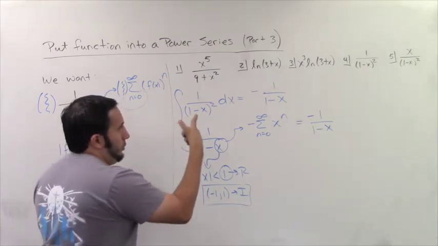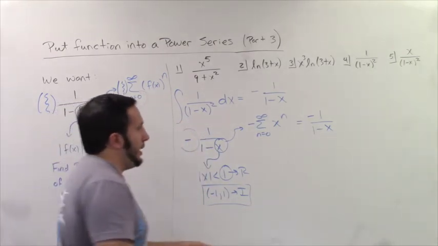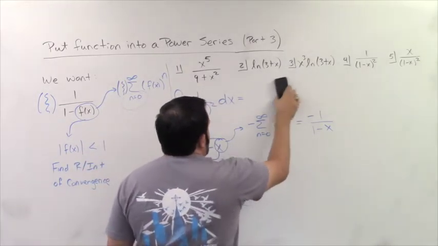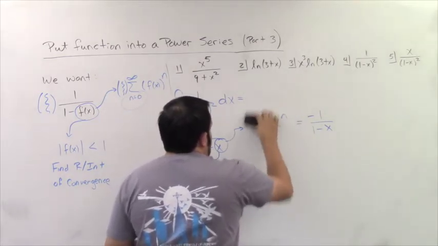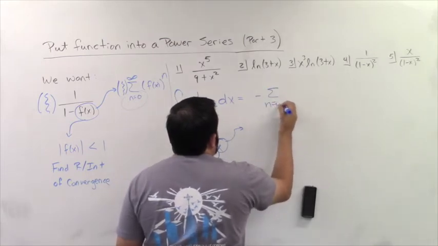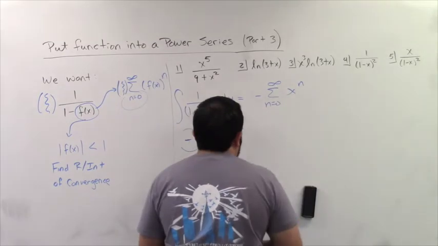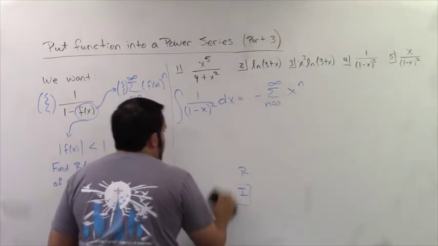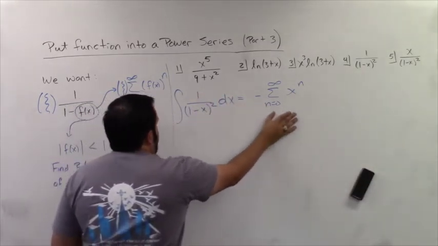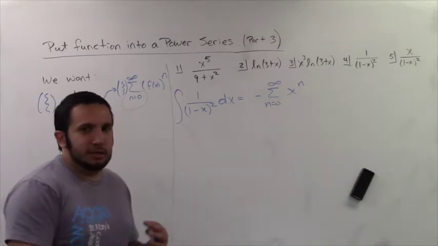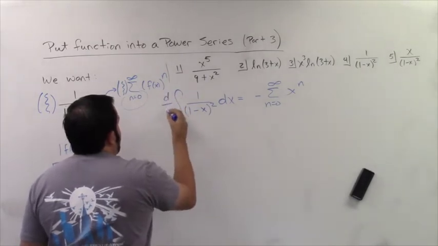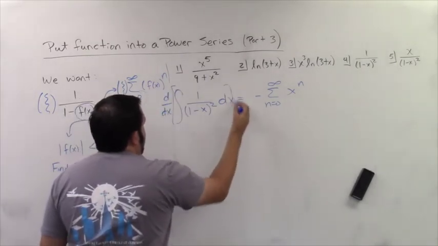So I can replace that function with that power series. Replacing negative 1 over 1 minus x with the power series, this is just going to be negative sum from 0 to infinity of x to the n. So the integral of 1 over 1 minus x quantity squared is equal to this. And how do I go back to the original? We take the derivative. We're just simply going to take the derivative of each side.